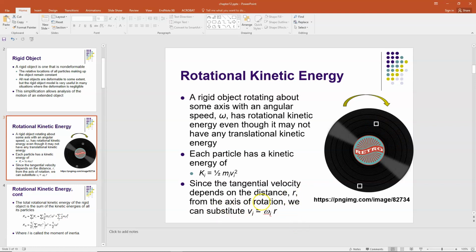So we would write the velocity of the ith point, v sub i, as omega r sub i, okay? Sorry, I put the i in the wrong place. It should be after the r. Okay. Anyway, I'll fix that later.